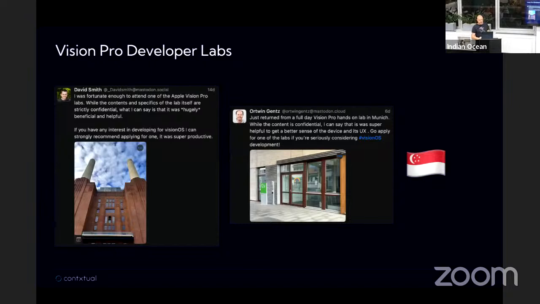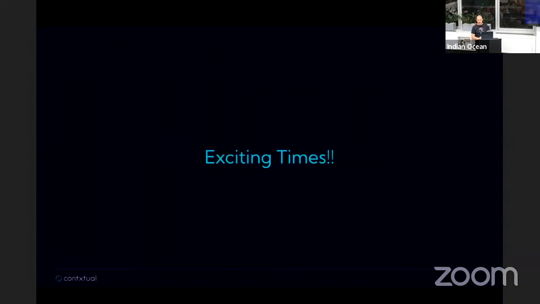You've no doubt seen all the posts that are starting to go up. David Smith and everyone talking about London and Munich, and our team's going up in 2 weeks. We'll go up to Singapore. We're going up for a conference, but we'll be going along to the Vision Pro Developer Labs up there. As you all know, there's not one in Sydney, and Singapore is one of our closest ones. So we're keen to get up there and give it a try.